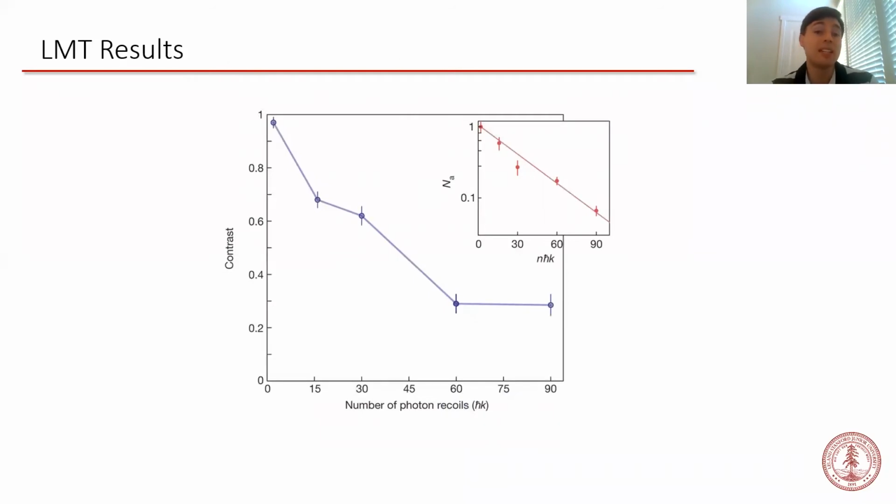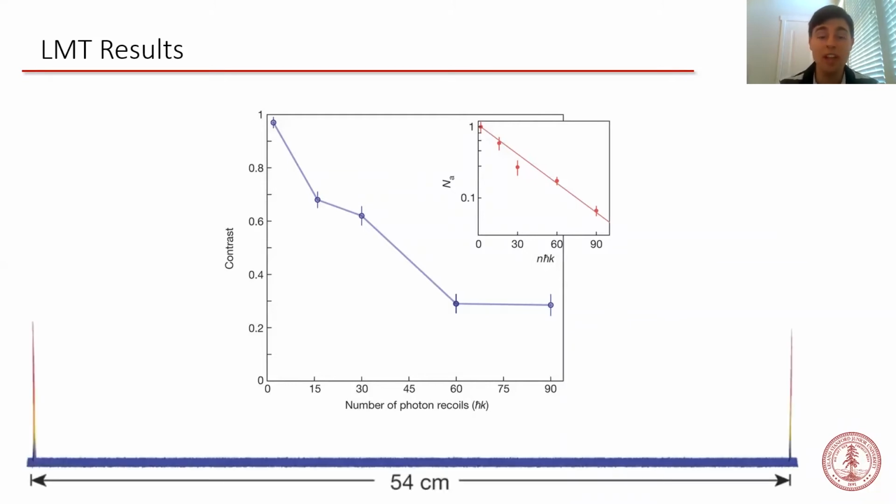With a rubidium-87 interferometer, we explored how much we could use this technique to increase the wave packet separation. This plot shows the interferometer contrast and the atom number as a function of the LMT order. We found that contrast could be maintained all the way out to 90 h-bar K, where we were limited by atom loss due to spontaneous emission. This 90 h-bar K interferometer has a wave packet separation of up to 54 centimeters.